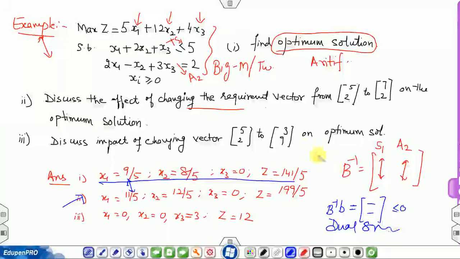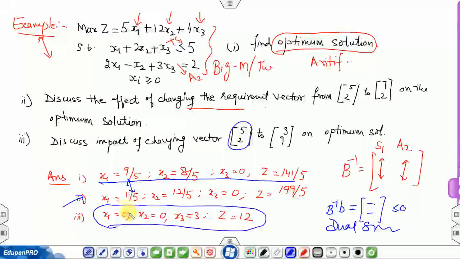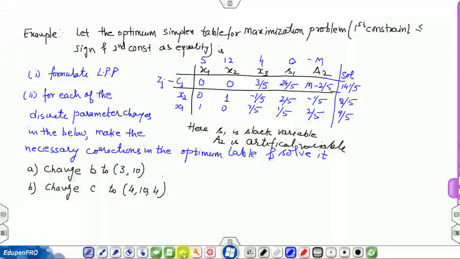Similarly, when you replace 5 2 with 3 9, then the answer will be here. Again you see that the answers are changed from the original one. So it means again these conditions will definitely occur. So this is an exercise for you. You can easily calculate them.